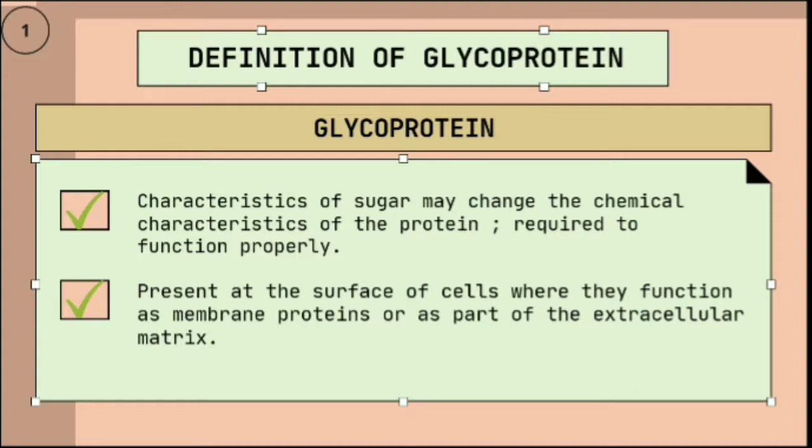And the next is that glycoproteins are frequently present at the surface of cells, where they function as membrane proteins or as part of the extracellular matrix, in a way that these cell surface glycoproteins play a critical role in cells, specifically in cell interactions and mechanisms of infection by bacteria and viruses.